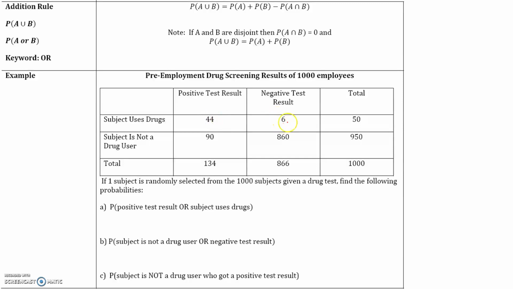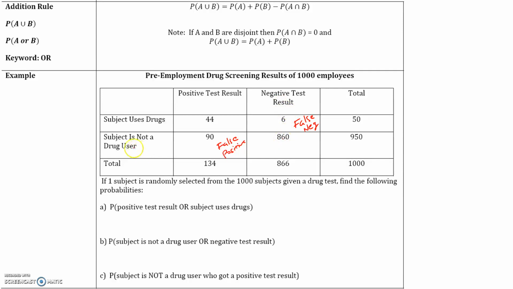This is called a false negative because the result was negative. However, it's a false result. The second row, the subject is not a drug user. And even though they don't use drugs, for whatever reason, they got a positive test result. This is called a false positive. They don't use drugs, however, they falsely got a positive result.